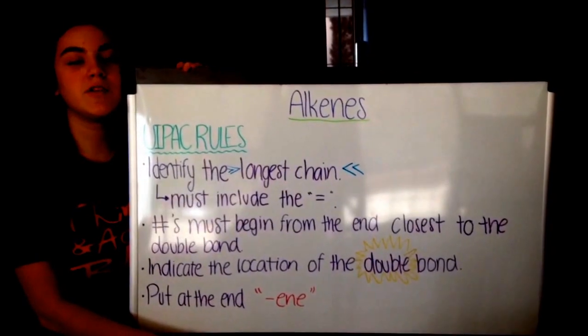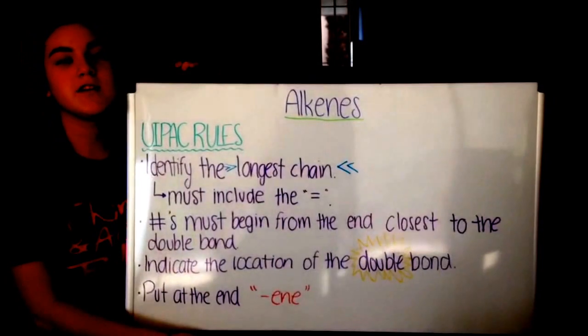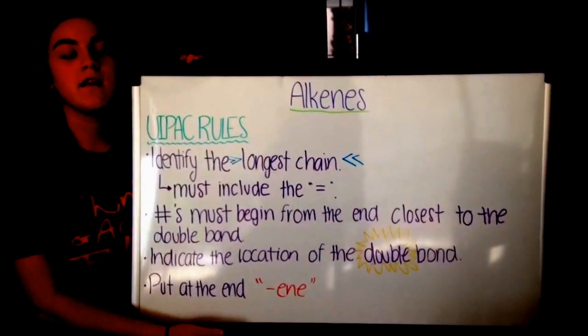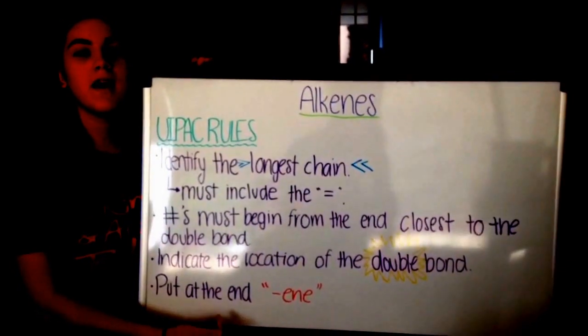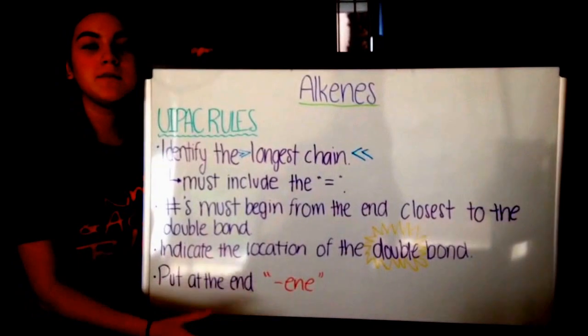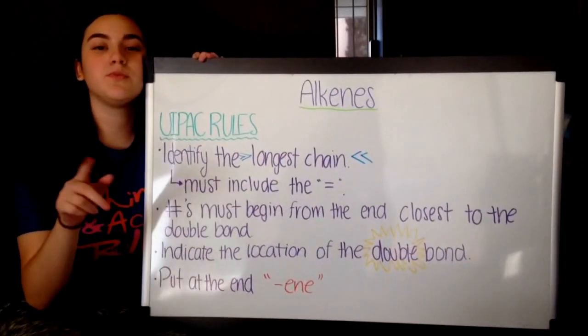The IUPAC rules to name alkenes are: first, we have to identify the longest chain, and it has to include the double bond. Then, the numbers must be counted from the end closest to the double bond. Then, we have to name the double bond, and at the end, we have to put ene.